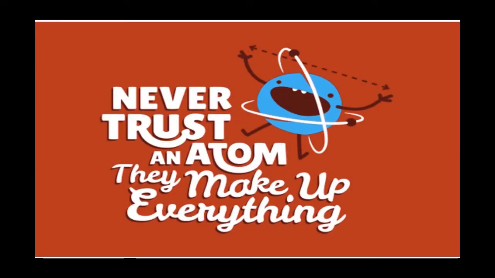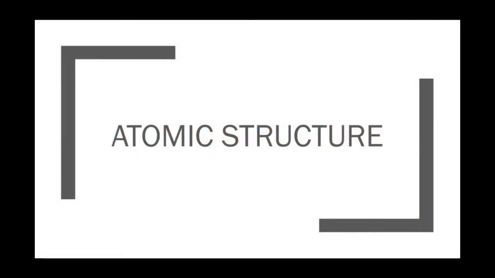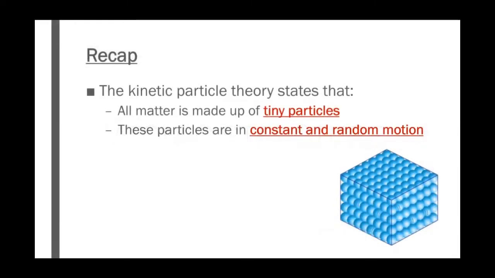Alright, hi students, welcome to today's lesson, which is on atomic structure. This chapter builds a lot on what you learned in the previous topic on the kinetic particle theory, so let's do a quick recap. In the kinetic particle theory, we state that all matter is made up of tiny particles, and these particles are always in constant and random motion.